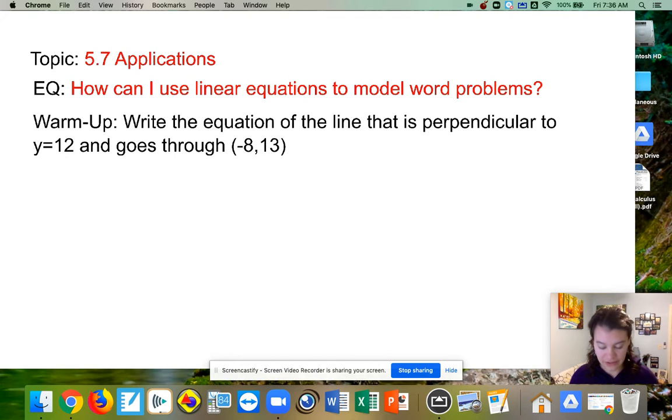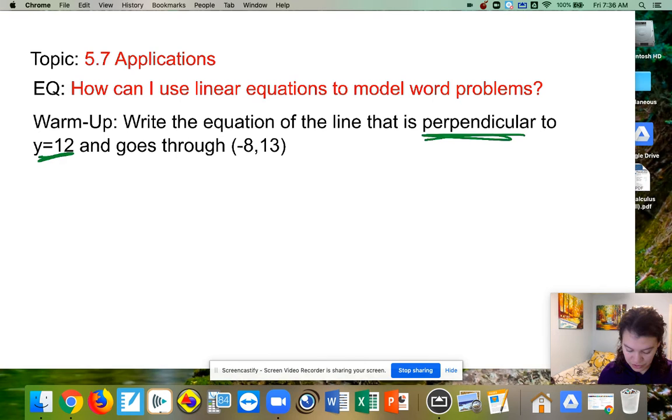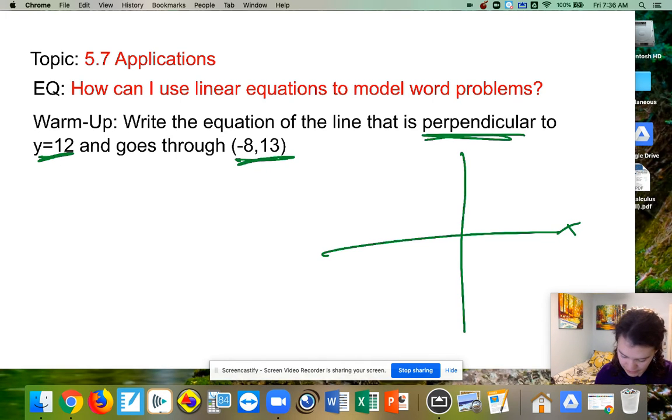All right, so we want the equation of a line perpendicular to this line that goes through this point. So if we sketch this line first, here's our xy plane. We're at y equals 12, so I mark this. This is 12. We're going to be a horizontal line through that. So what's perpendicular to a horizontal line is going to be a vertical line. But we need to go through this point, negative 8, 13.